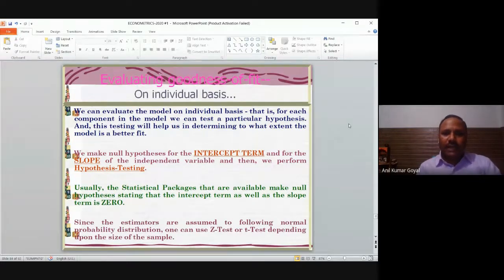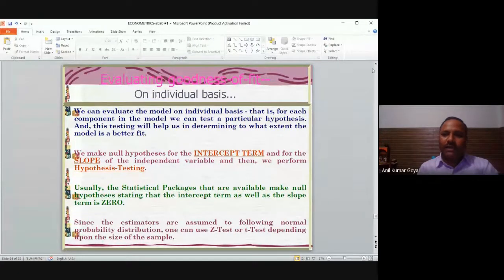Now we will see the goodness of fit on an individual basis. We can evaluate the model on an individual basis. That is, for each component in the model, we can test a particular hypothesis, and this testing will help us determine to what extent the model is fit or not. So we make a null hypothesis for the intercept term and for the slope of the independent variable, and then we perform hypothesis testing. Usually, the statistical packages that are available do the null hypothesis testing for us, and tell whether the slope is 0 or not.